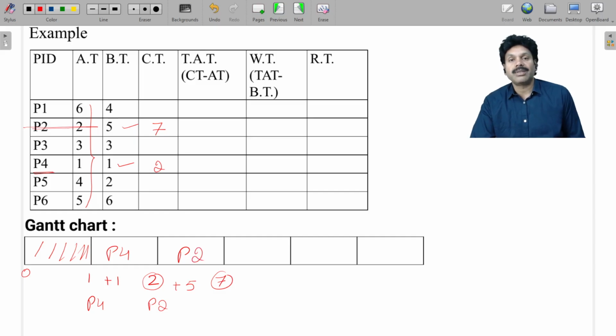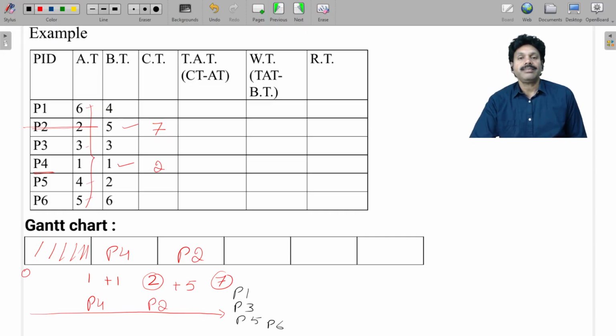During 7, we have reached from 0 to 7. By 7, almost all processes have come. One has come at 3, one at 6, one at 4, one at 5. So let us land all the processes now. I'm landing the rest of the processes except P4 and P2. So P1 is there, P3 is there, P5 is there, and P6 is also there.